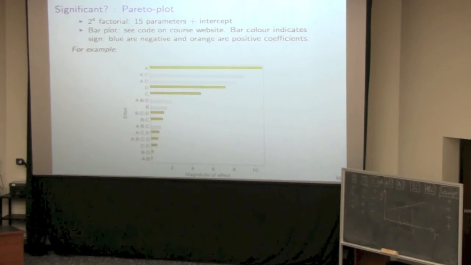Here's another example, a totally different system. I have a 2^4 full factorial, so I can estimate 16 coefficients, 15 parameters plus an intercept. Take a look at that and tell me, where would you decide to cut out coefficients? At which point would you decide to drop?